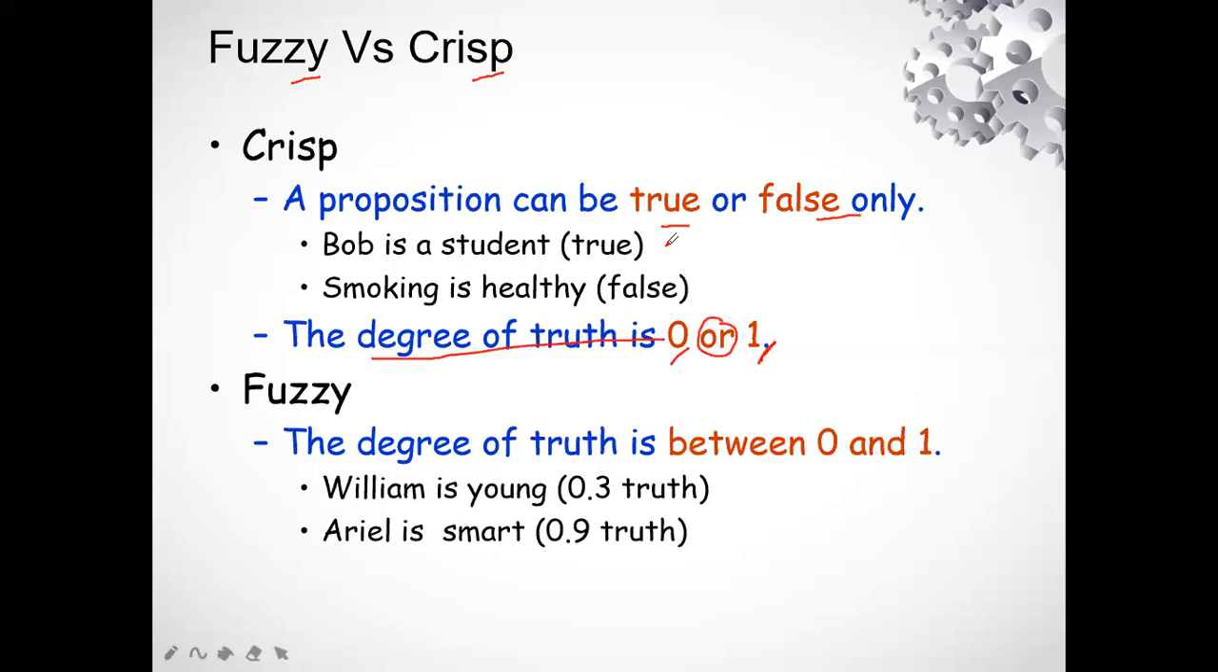So here I have taken an example. Bob is a student. True or false? If Bob is a student, then true. If Bob is not a student, then it is false.